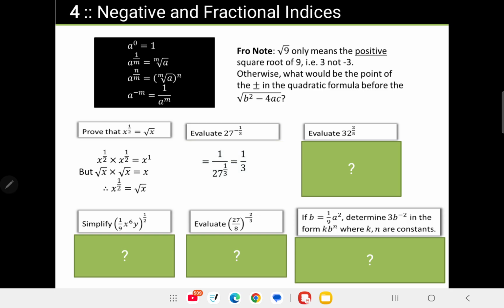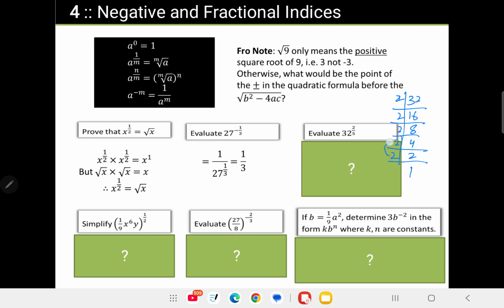So the next is, evaluate 32 to the power 2 over 5. So it's the fifth root. If you factorize 32, 2 can divide 32. If you divide by 2, it will be 16. Divide 16 by 2 is 8. Divide 8 by 2 is 4. And if you divide 4 by 2 is 2, and divide 2 by 2 is 1.